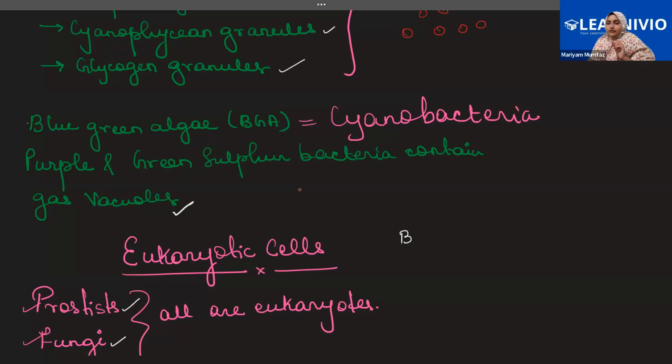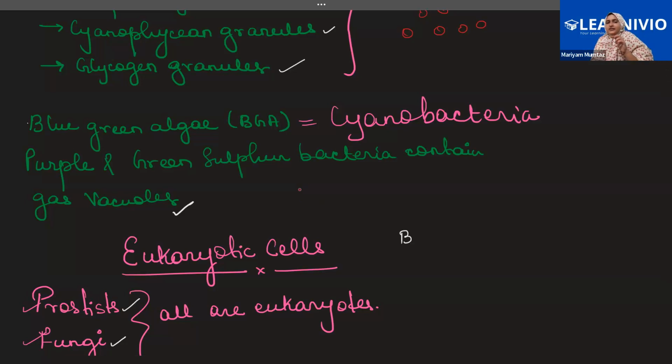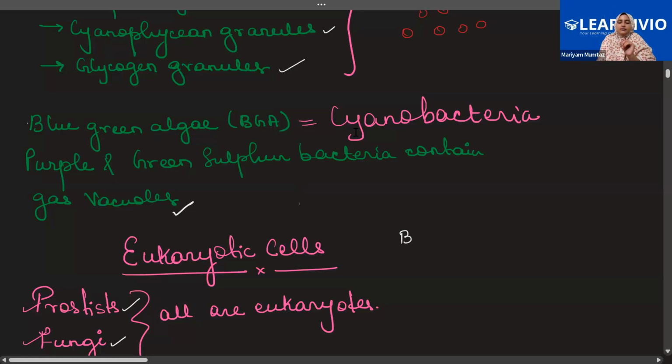Gas vacuoles, in the sense, they store air, right? So they help in buoyancy. Whereas the rest of the vacuoles store certain chemicals, which is sort of like a reserve food material storage in the case of bacteria. Got it? Then comes the eukaryotic cells.